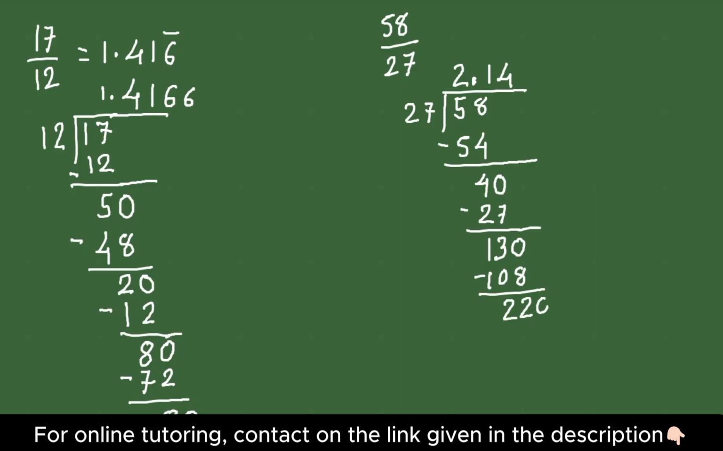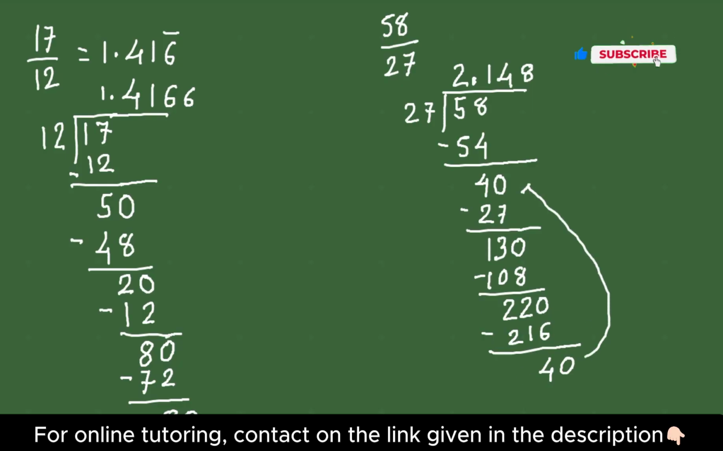We can write a 0 here. Now 27 goes 8 times into 220, and 27 times 8 would be 216. So 220 minus 216 will be 4. Now we can write a 0 here, so we have 40. You can see that we have 40 already here. So 27 times 1 will be 27, will work here. So this 148 in the quotient will repeat once again.